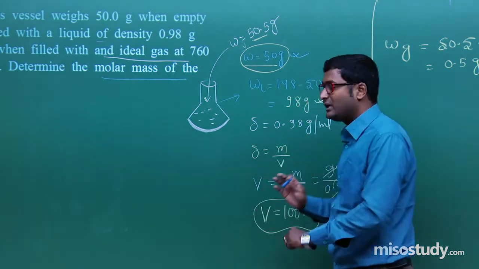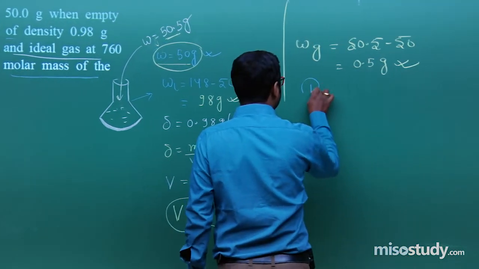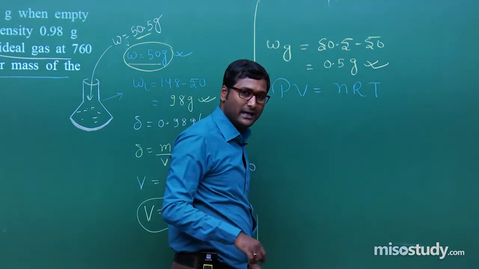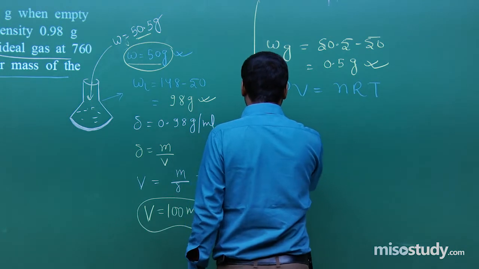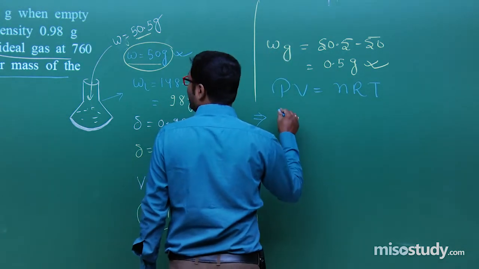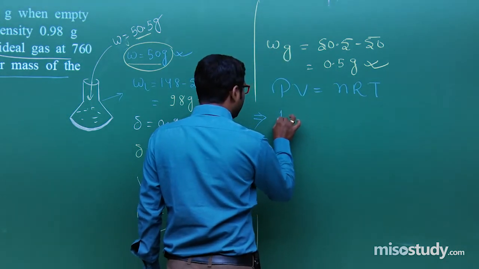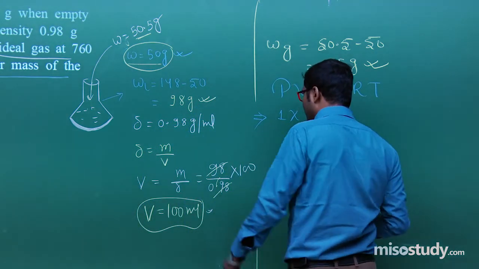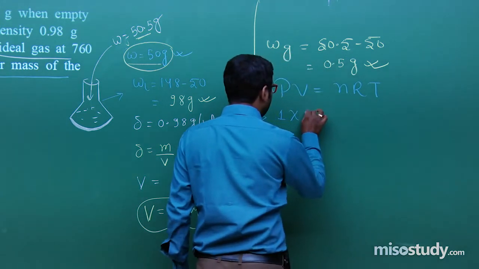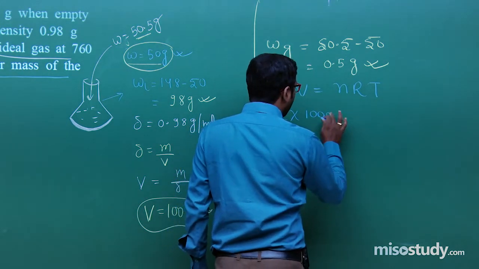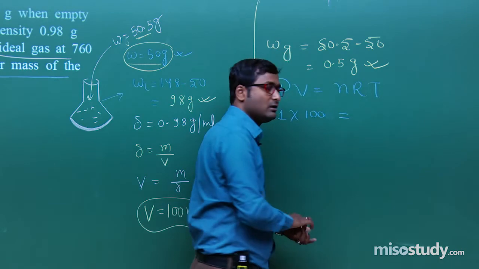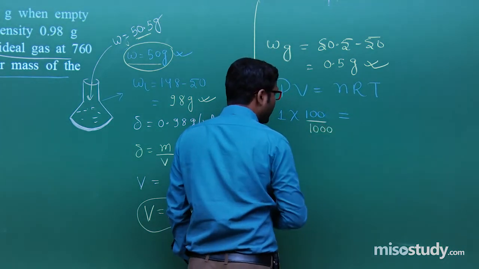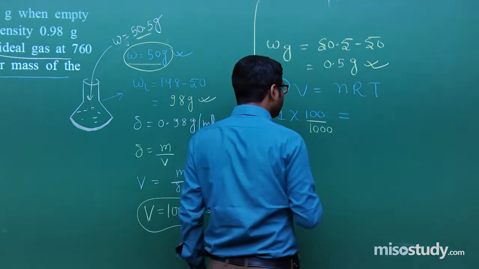Clear? As we know, as per the ideal gas equation, PV is equal to nRT. Now here P is 760 mm, and 760 mm is equal to 1 atm. Clear to you? And volume here is 100 ml. You can convert 100 into liter also. What to do? Divide by 1000. Clear? Standard formation.